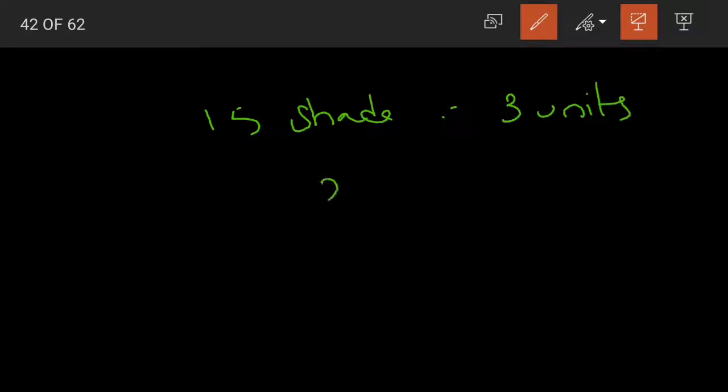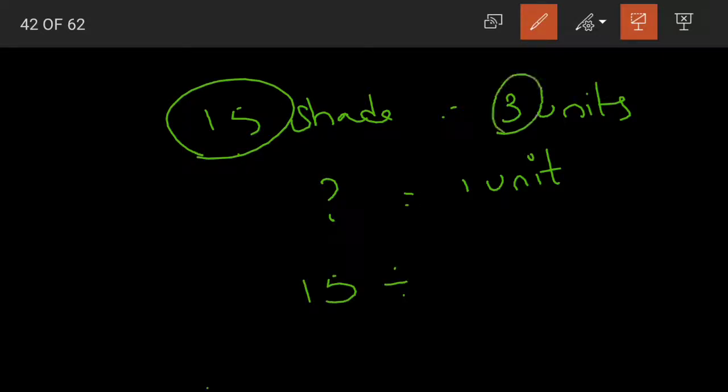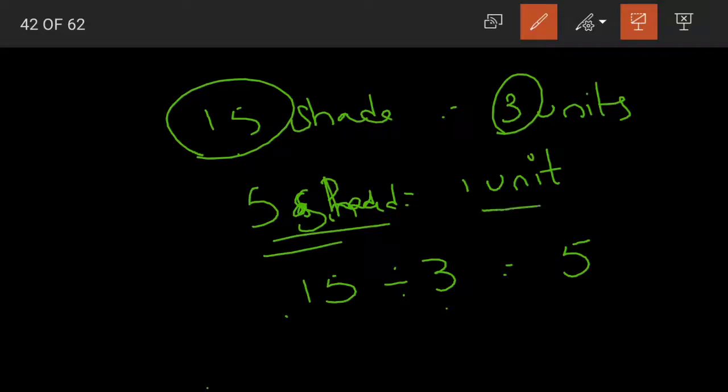And what should be found out? How many parts will be equal to 1 unit? How to find this out, children? We need to divide the total number of shaded parts by the number of units. 15 divided by 3 is equal to 5. So 5 shaded parts will be equal to 1 unit. It's not looking like 5 here. So 5 shaded parts will be equal to our 1 unit.